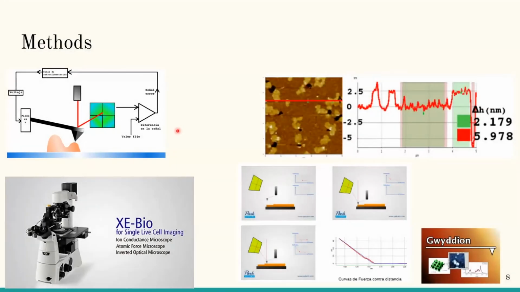And for the methods, we'll be using atomic force microscopy, which I reckon most of the audience is already familiar with, so I will not go into any details. I will use the XeBio from Park Systems for liquid cell imaging of our supported lipid bilayers. We'll have topographic imaging for height measurements, and we also have the force versus distance curve to measure the mechanical properties. In some parts we used the Gwyddion software to analyze the data, but most of the analysis was done with XEI, which is Park's analysis software.